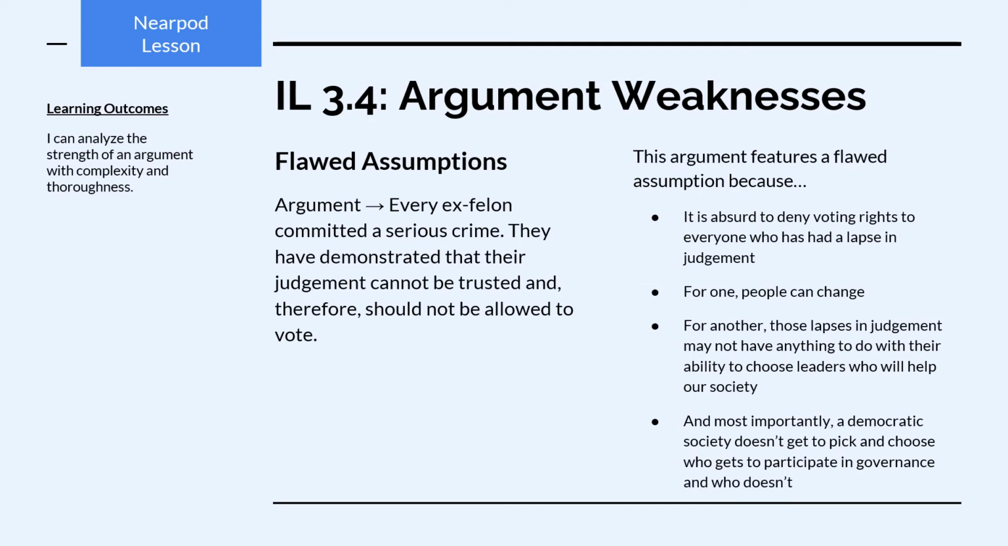This argument features a flawed assumption because it is absurd to deny voting rights to everyone who has had a lapse in judgment. For one, people can change. For another, those lapses in judgment may not have anything to do with their ability or inability to choose leaders who will help our society. And most importantly, a democratic society doesn't get to pick and choose who gets to participate in governance and who doesn't. That is a very slippery slope. When we start trying to judge who is capable of making choices and deny people rights to vote based on that, that gets into a whole sticky situation, and that isn't real democracy anymore.